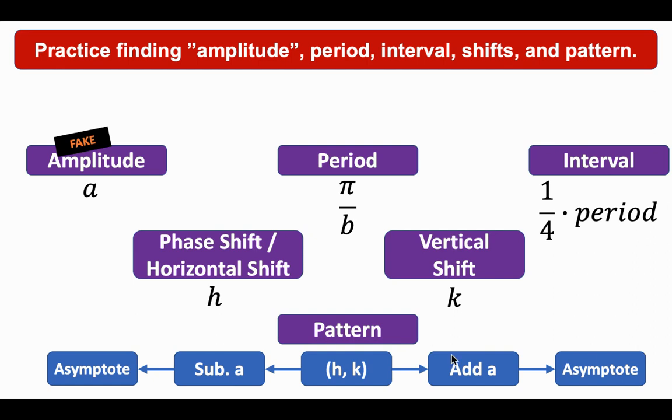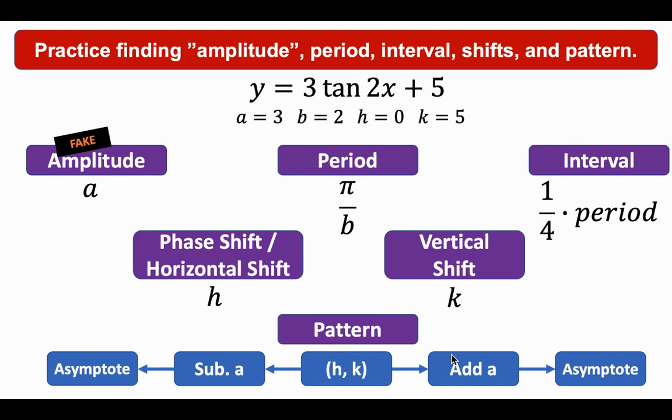Let's talk about the y values. And that's your pattern. So let's try this with an actual equation. So again, the first step is to find a, b, h, and k. So a is 3, b is 2, h is 0 because there's no parentheses, and then k is plus 5. All right, so if I want to find my fake amplitude, that's a 3.